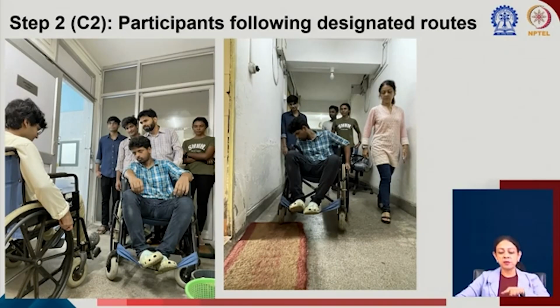This is otherwise a smooth corridor with a proper width, but there is no place for two wheelchairs to cross. And just by placing this kind of mats, the width has been compromised.